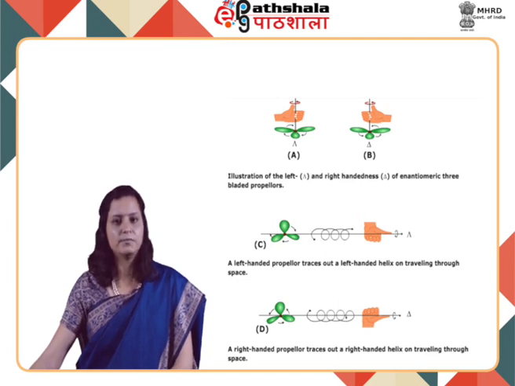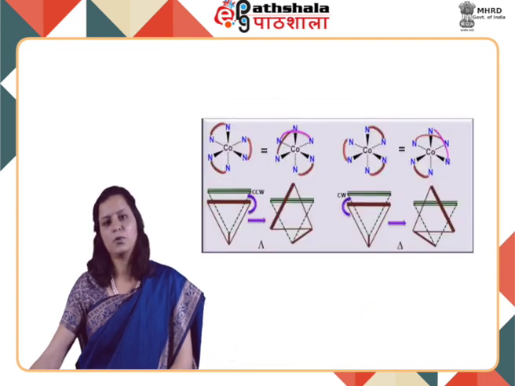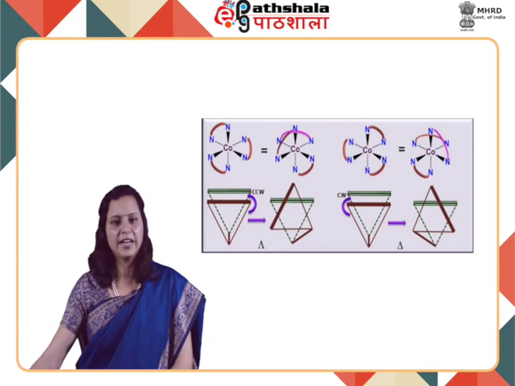A tris bidentate metal complex can trace out a left-handed or a right-handed helix on rotating and moving through space, exactly in the same way a propeller does. Procedure for determining handedness: first, we rotate the figure to place one ring horizontally across the back at the top of one of the triangular faces.